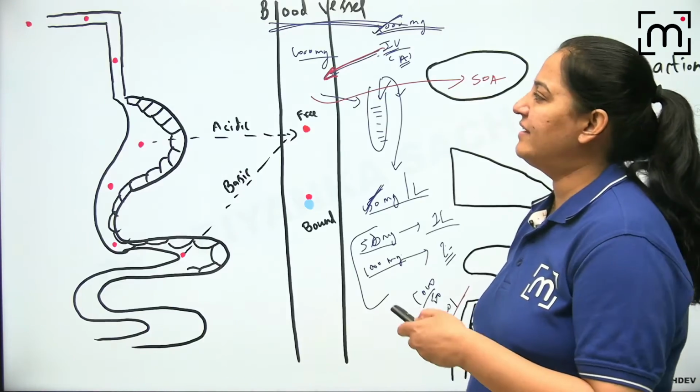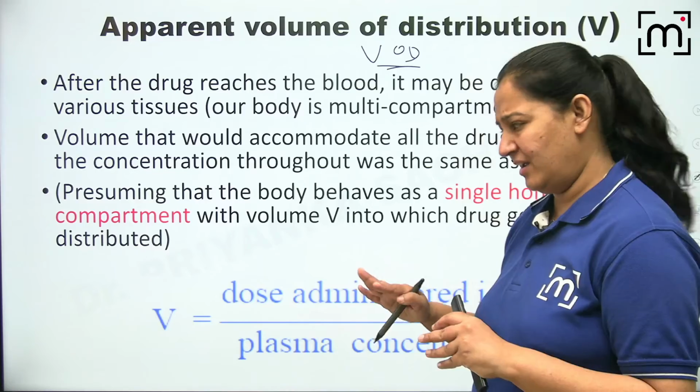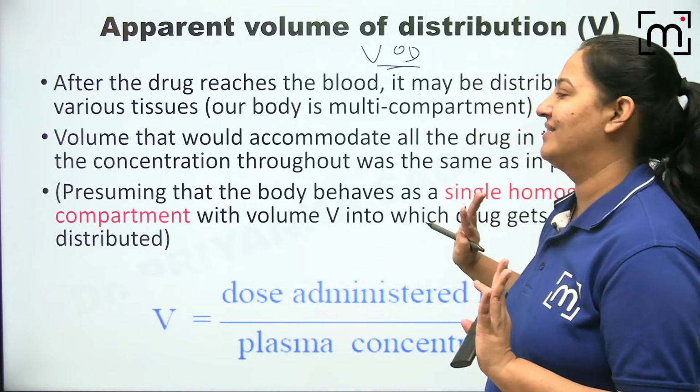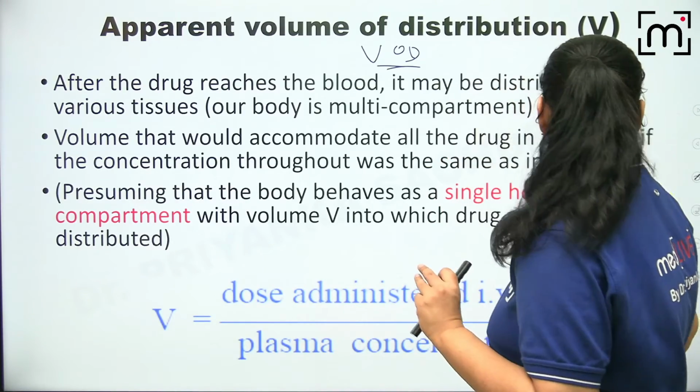Have you got it? Now read the definition. I guess you can get it. You can try. Still it's difficult, right? So read the definition. I will try.